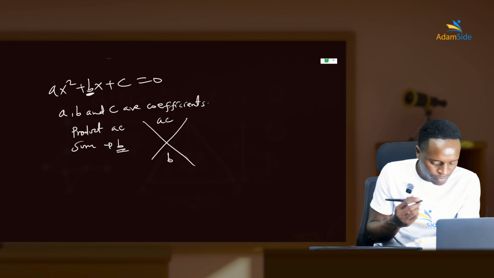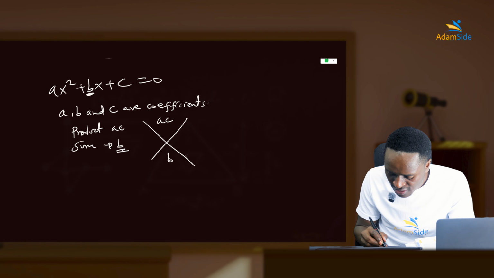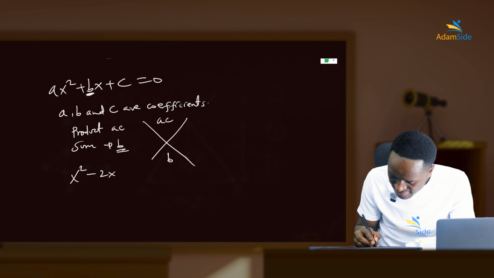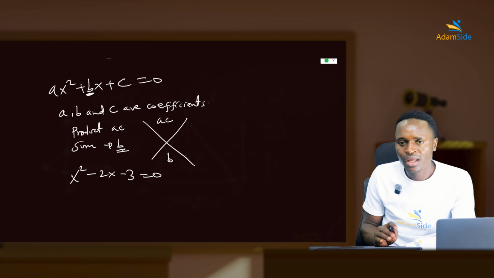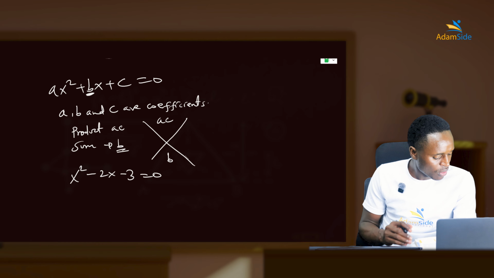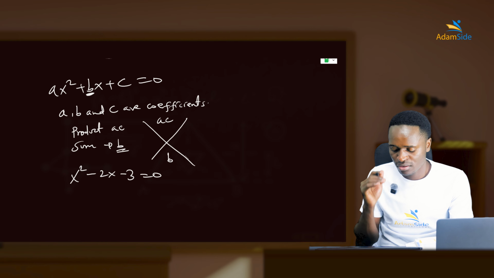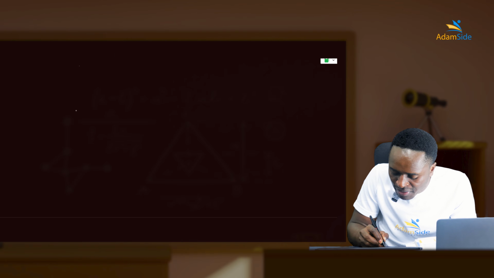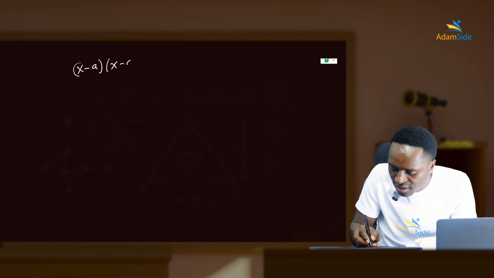So let's find an example. For example, we're given x squared minus 2x minus 3 is equal to 0. We're told to solve by the factorization method. So how do we solve this quadratic equation by factorization? Our idea by factorization, remember, is that it will be x minus something times x minus something equal to 0.